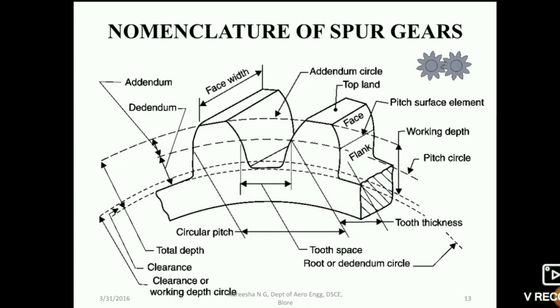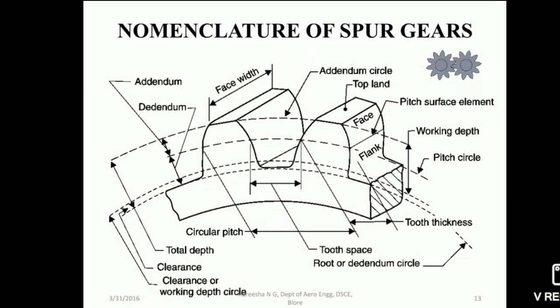Now we'll move on to the nomenclature, the basic terms in spur gears. In nomenclature, you have a lot of terms like addendum, dedendum, face width, addendum circle, top land, and so on. So I'll just go through each one. First and foremost, what you have to know is the pitch circle. You can see the pitch circle.